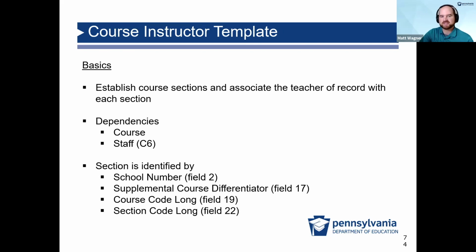And then their section is identified by field 2 with the school number, field 17 with the supplemental course differentiator, or semester code for easier saying, course code long in field 19, and then section code long in field 22.